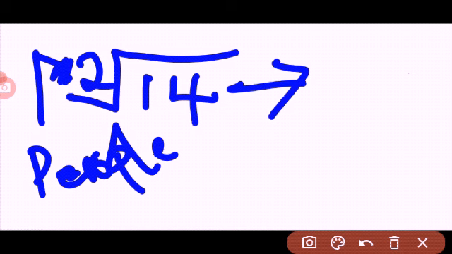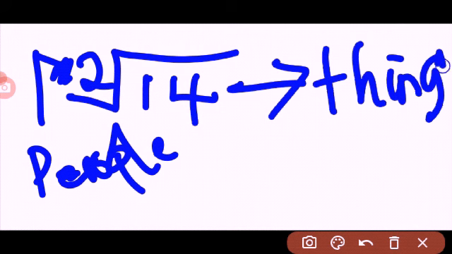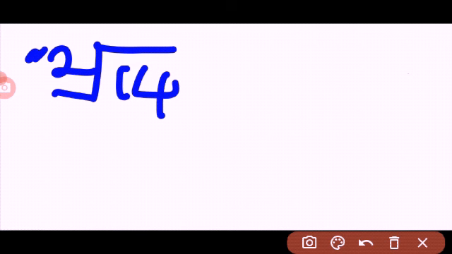Then here is what? Things. Things that are being divided. So I'll write it again. 2 here, 14. So this 2 here is the people. This 14 here refers to what? The things that the people are dividing.